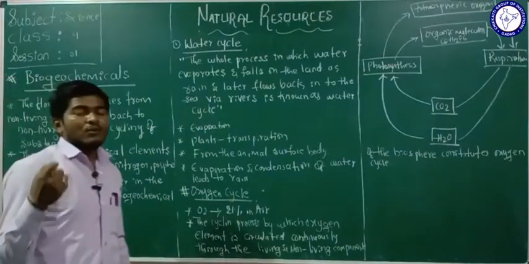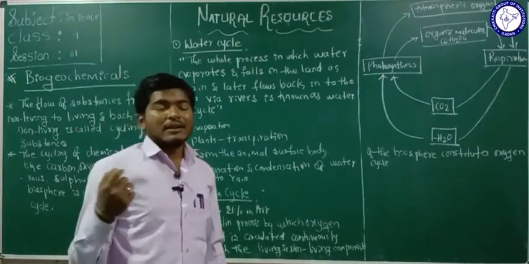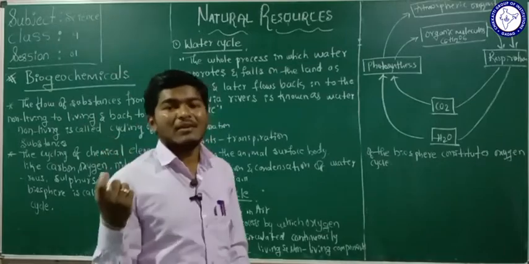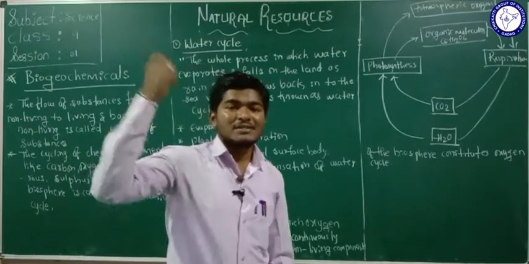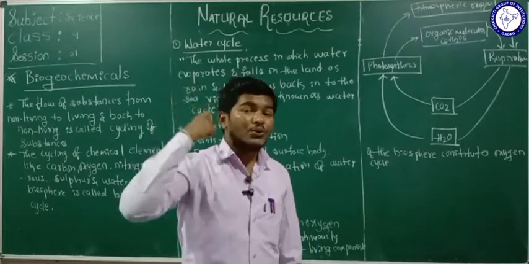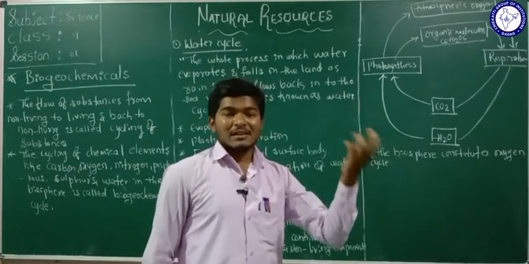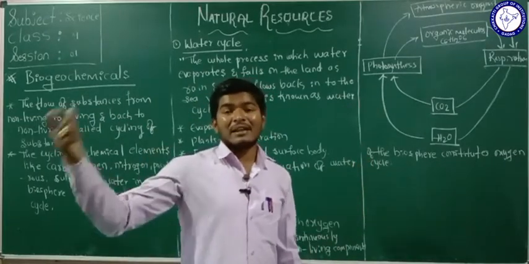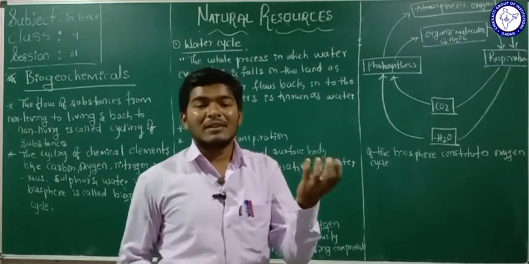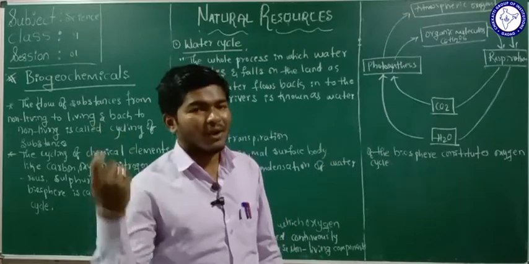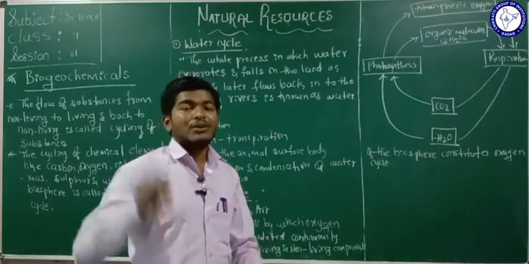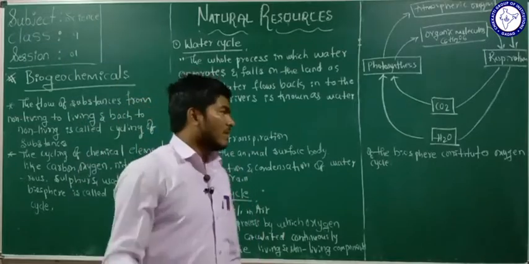So water will be evaporated in many ways. I am taking the first one, simple evaporation. Due to sunlight, a large amount of water will be evaporated by the heat produced by the sun in the seas, rivers, and ponds. The places where water is present are called water bodies. So some amount of water will be evaporated due to the heat produced by the sunlight.